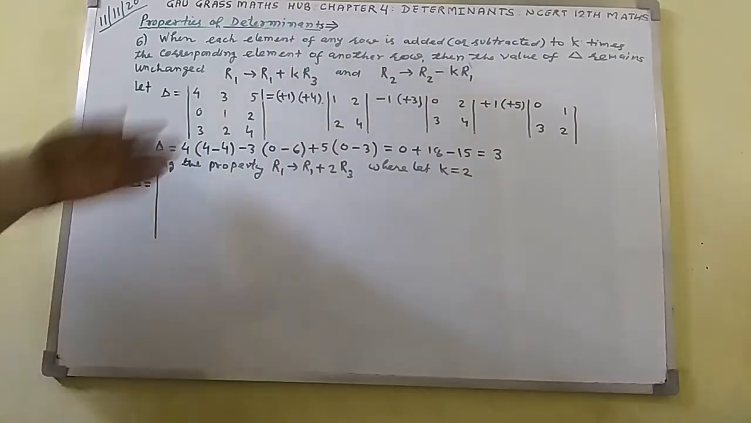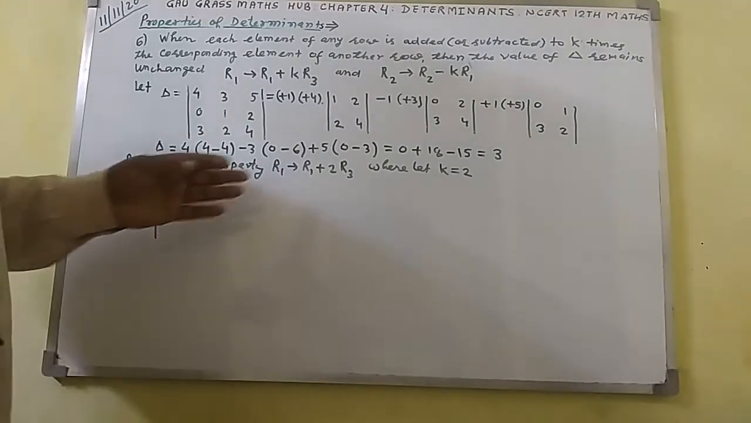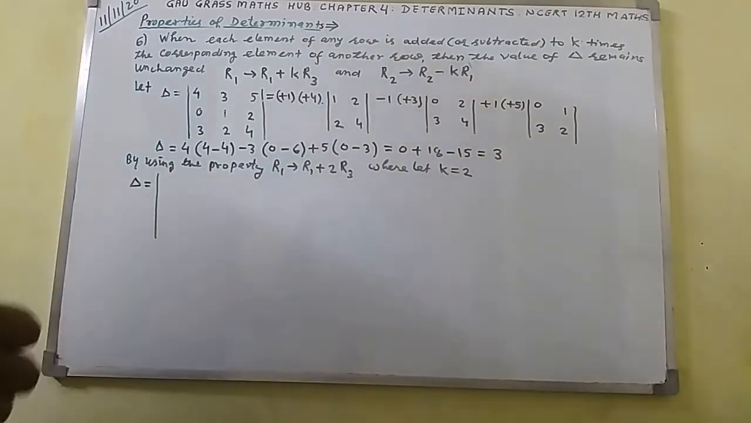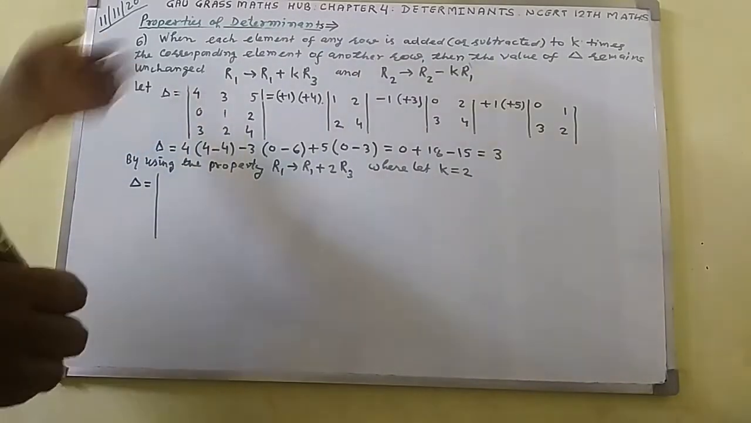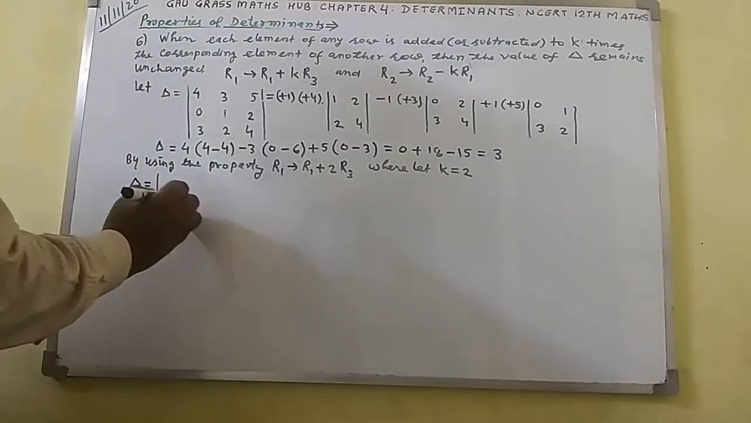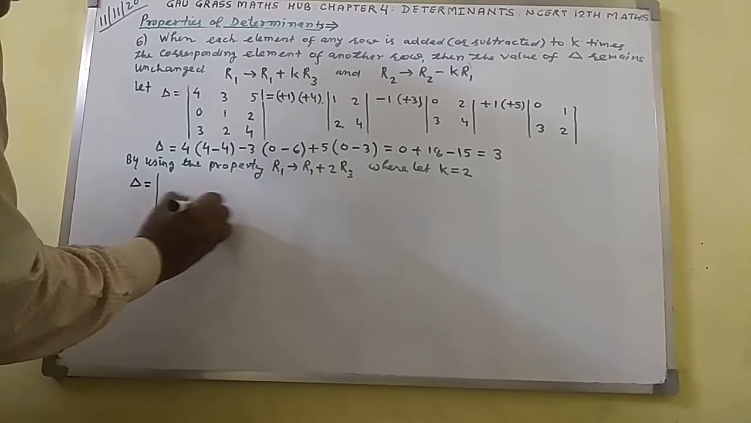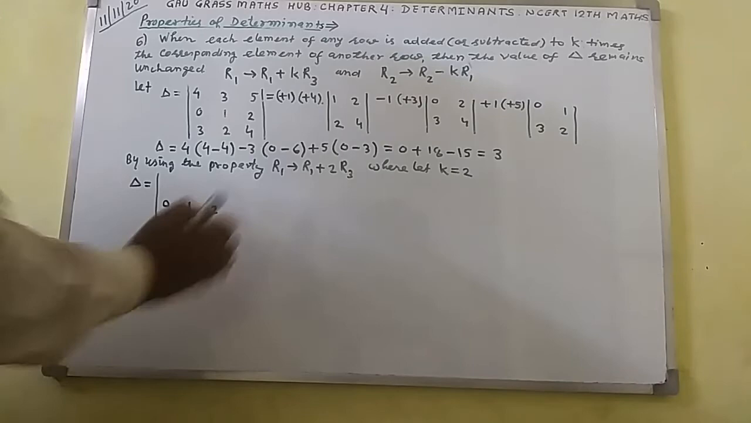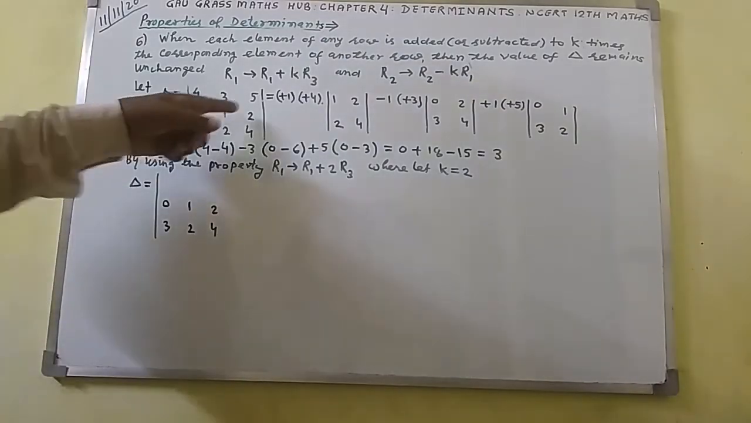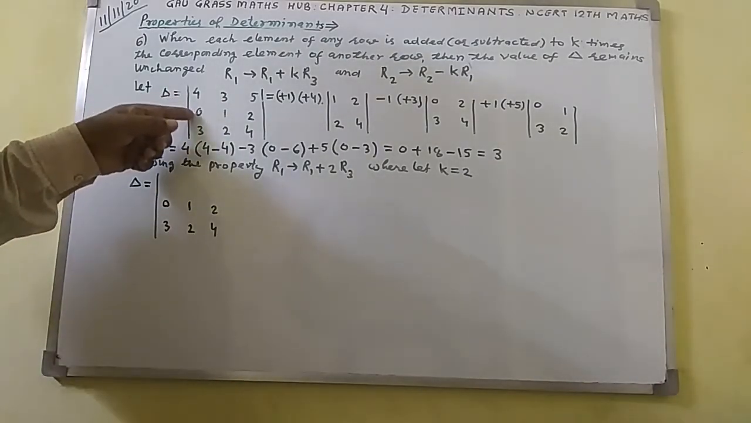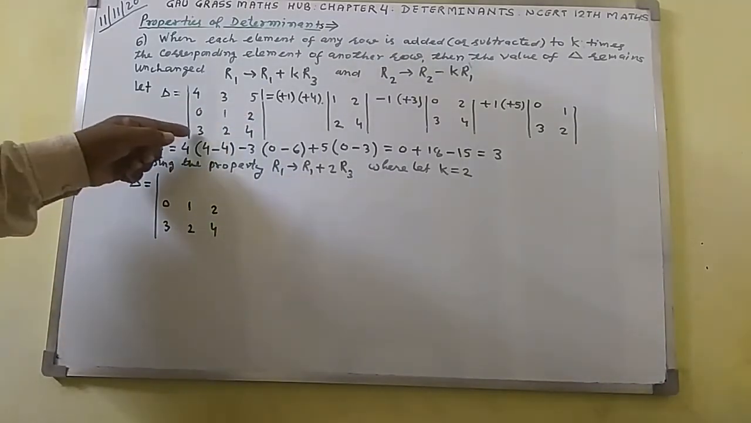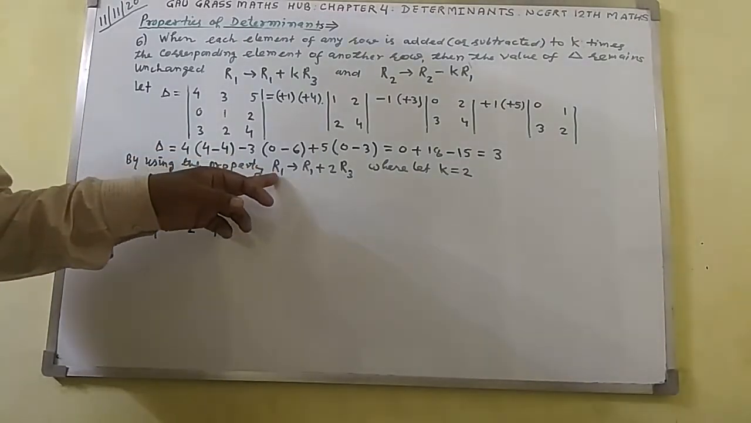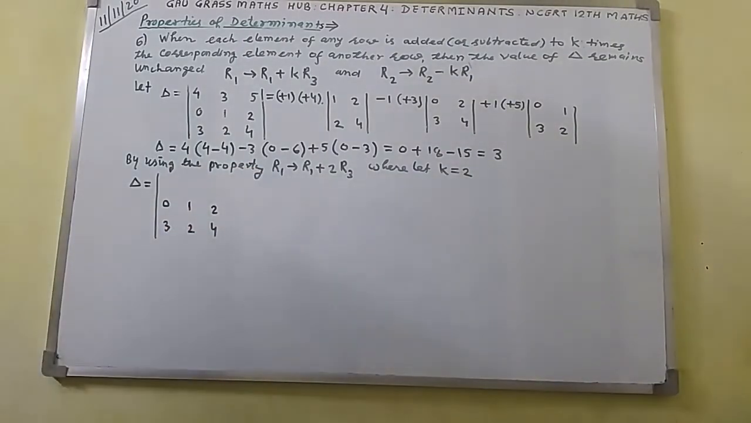First of all, the elements of the second row and third row will be written as given in the original determinant. So here I shall write 0, 1, 2, 3, 2, 4. You can see the second row of the original determinant, 0, 1, 2. Third row 3, 2, 4, I have written. Changes will occur only in the first row. So let us see the respective elements.